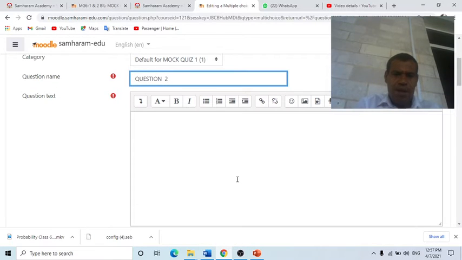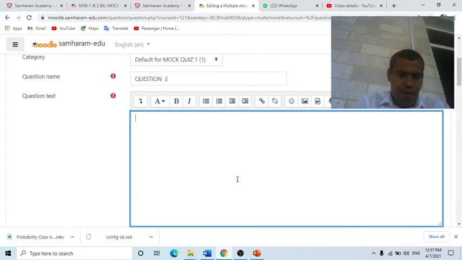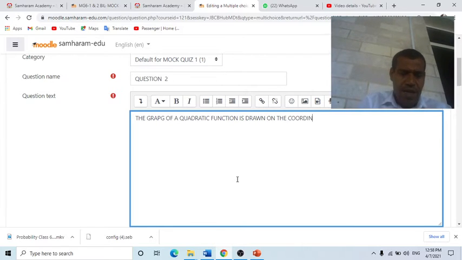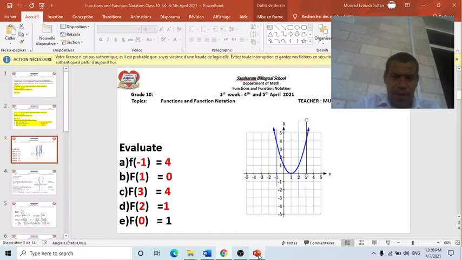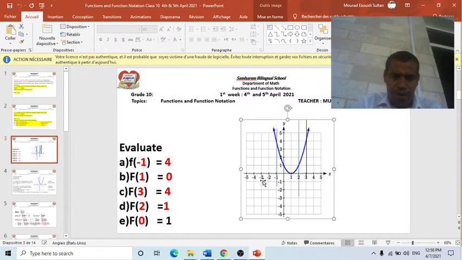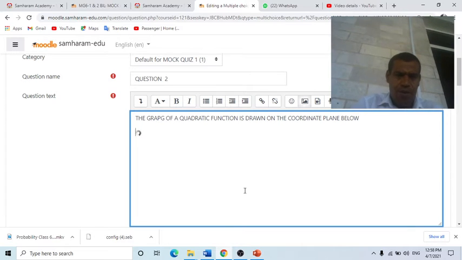Then I will come here and write: the graph of a quadratic equation or function is drawn on the coordinate plane below. Okay, I will stick it here. This is a photo. I will erase this one. Okay, but I should come here. Why does it not copy? Then I will come here to press Control V.